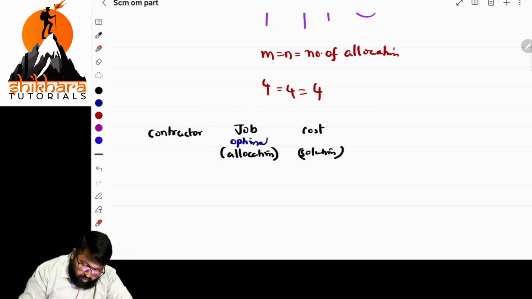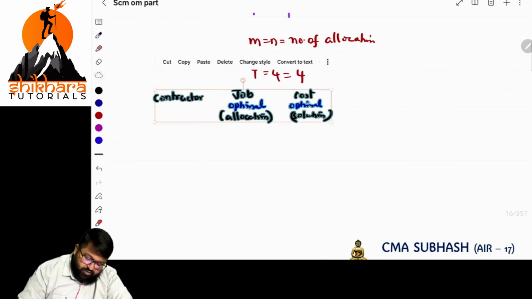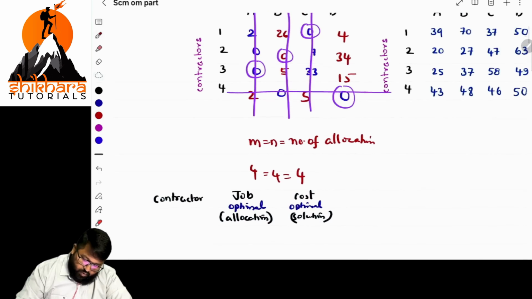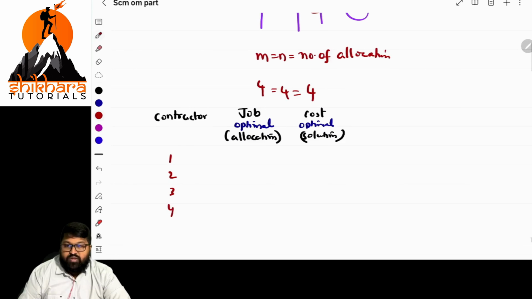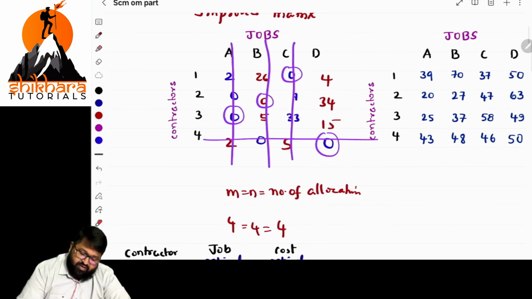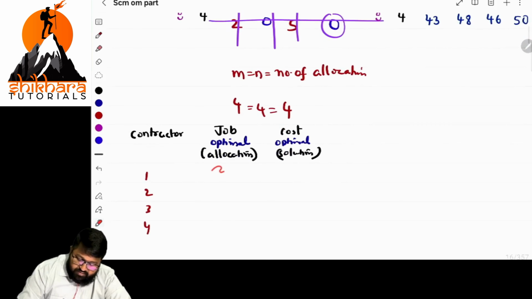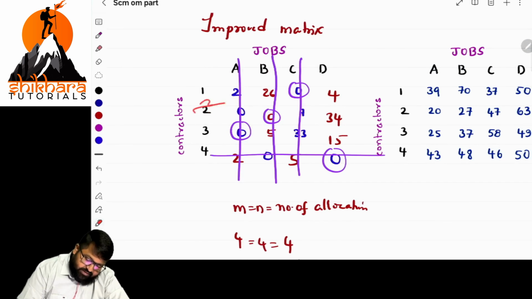Optimal allocation, optimal solution. So who are our contractors? Here we have 4 contractors: 1, 2, 3, 4. Now see the allocation, that is important. For contractor 1, what is the job given? Job C is the allocation. For contractor 2, what is the job given? The job given is B.